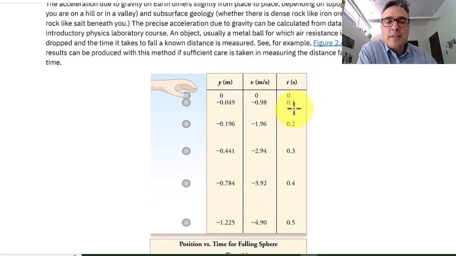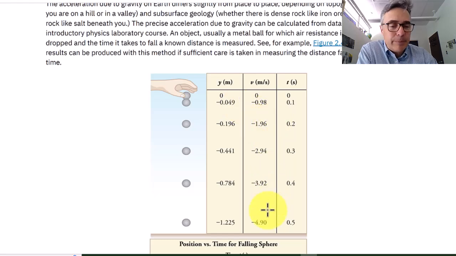So then, 0.1 seconds later, for every 0.1 seconds, the velocity changes. There's a delta v of negative 0.98, because that's 9.8 meters per second squared times 0.1 seconds. You get negative 0.98 meters per second. And that just keeps on happening. Every tick of the clock of 0.1 seconds gives it an additional delta v of negative 0.98. It's almost 1, so negative 1, negative 2, negative 3, negative 4, negative 5 meters per second.